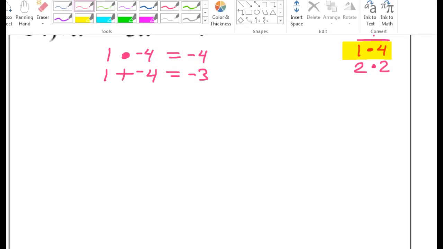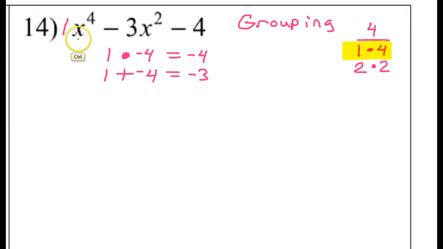Now, for the grouping method, at this point, you take the first term and you just bring it straight down. So here's my x to the fourth power. Skip the middle term for now. Take the last term and just bring it straight down.